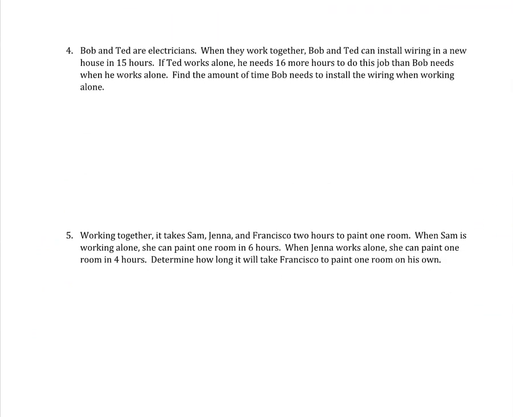All right, question 5. Bob and Ted are electricians. Why did I highlight that? That's fine. Bob and Ted are electricians. When they work together, Bob and Ted can install new wiring in 15 hours. If Ted works alone, he needs 16 more hours to do the job than Bob needs when he works alone. Find the amount of time Bob needs to install the wiring when working alone. Okay, so first of all, they're giving me the together first. Together, they can do the job in 15 hours.